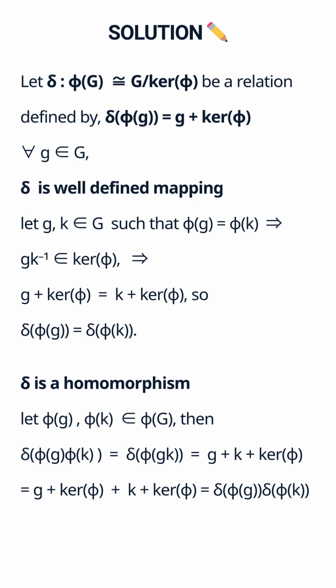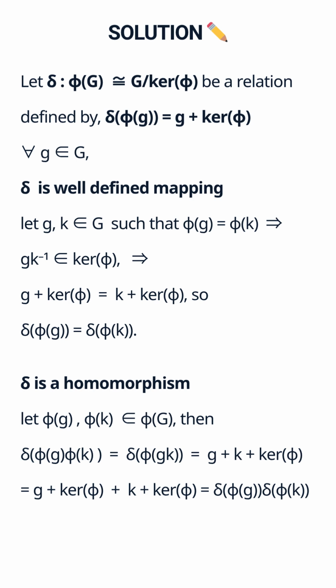Okay, we prove this by letting delta be a relation from the image of phi to the quotient of G by the kernel of phi. Delta is defined by delta maps phi of G, the image of G under the mapping phi, to the left coset of the kernel of phi by G. Now let's show that delta is a well-defined mapping.